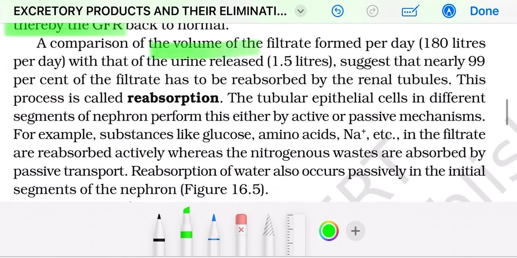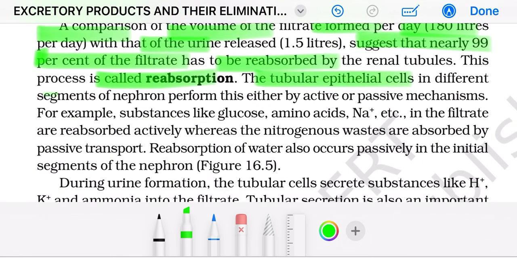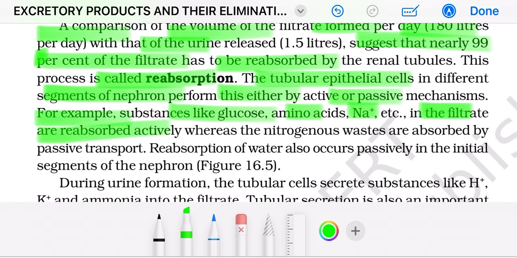A comparison of the volume of the filtrate formed per day with that of urine released suggests that 99% of the filtrate has to be reabsorbed by the renal tubules. This process is reabsorption. The tubular epithelial cells in different segments of the nephron perform this by either active or passive mechanisms. For example, substances like glucose, amino acids, and sodium in the filtrate are reabsorbed actively, whereas nitrogenous wastes are absorbed by passive transport.